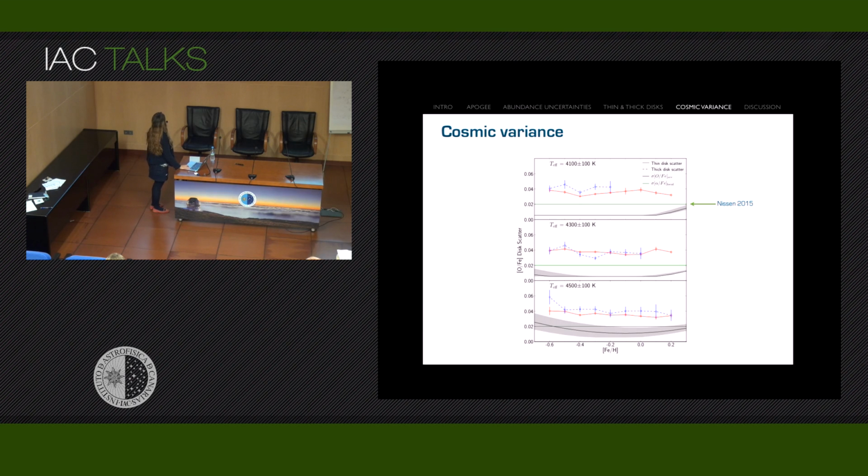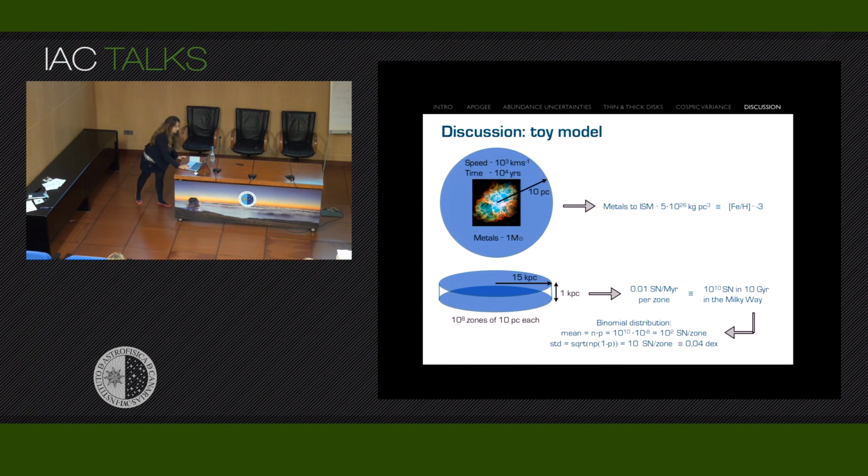Well, so now that we have the scatter, we want to play a little bit to see how useful this information is. So we built a toy model. And so we assume that a supernova type 2 explodes, and the speed of the envelope is 10^3 kilometers per second, and it takes 10^4 years to completely mix with the interstellar medium, which means that it covers a region of 10 parsecs in radius.